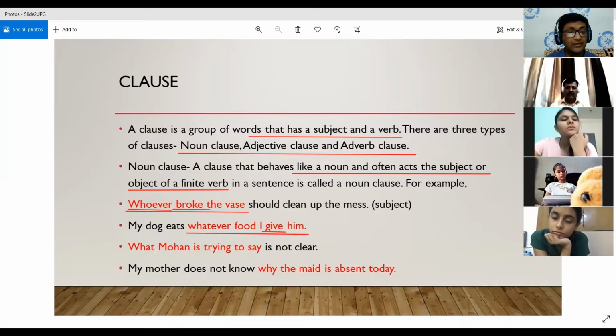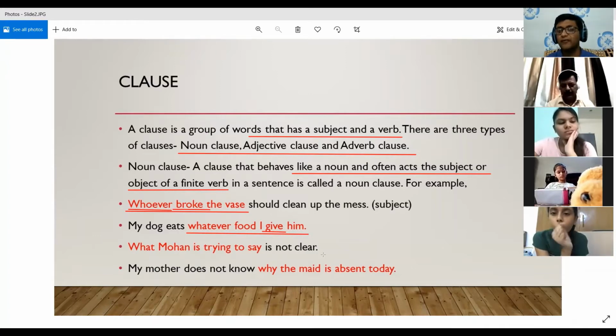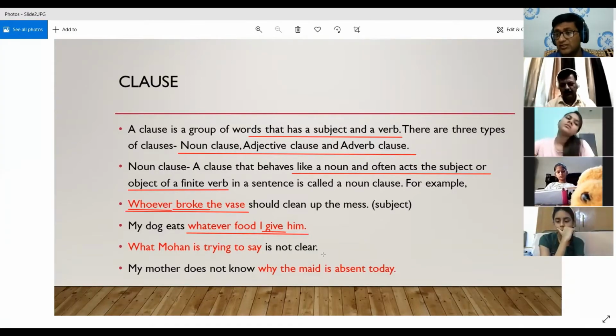Now let's see the third sentence. What Mohan is trying to say is not clear. So again, it is answering the question, what is not clear? All the questions that start with what, we consider them to be nouns. The answers to those questions are nouns. What is not clear? The answer is what Mohan is trying to say is not clear. So what Mohan is trying to say is acting as a noun over here.